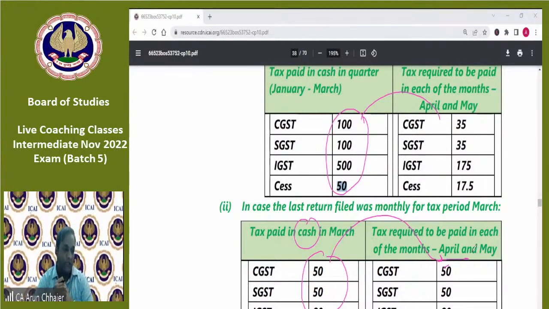In case of quarterly, you need to pay 35% in month 1 and month 2. In case of monthly, you need to pay the same amount. In case of monthly, I am not required to calculate at all because I am filing the GSTR 3B on a monthly basis.